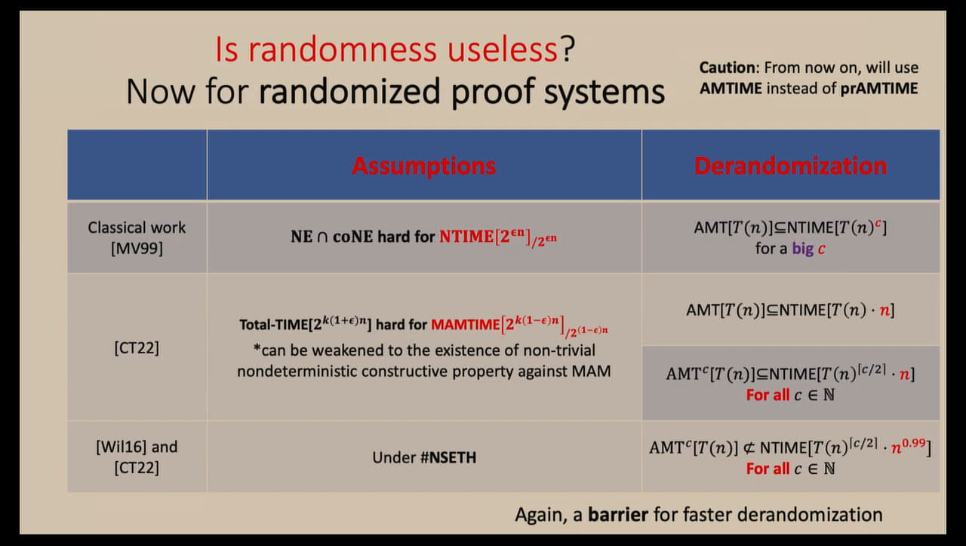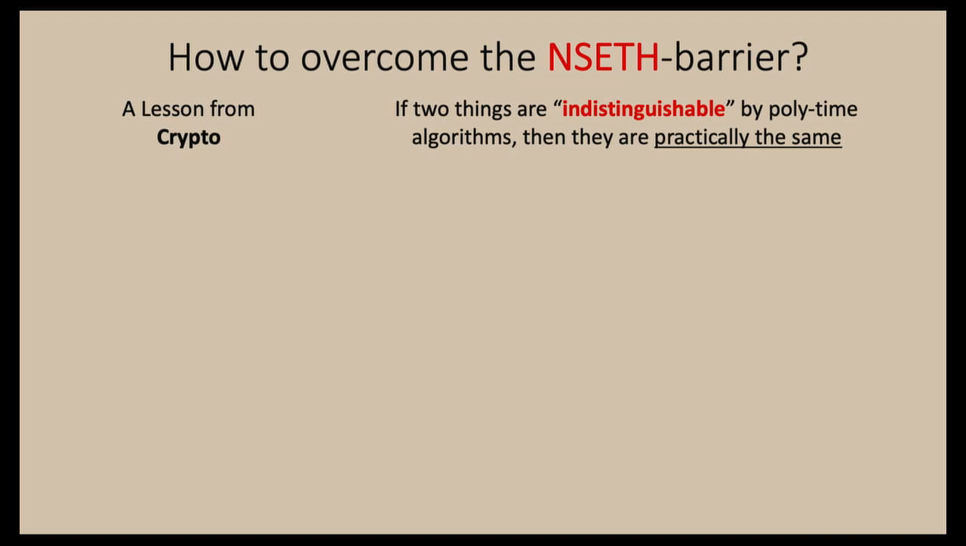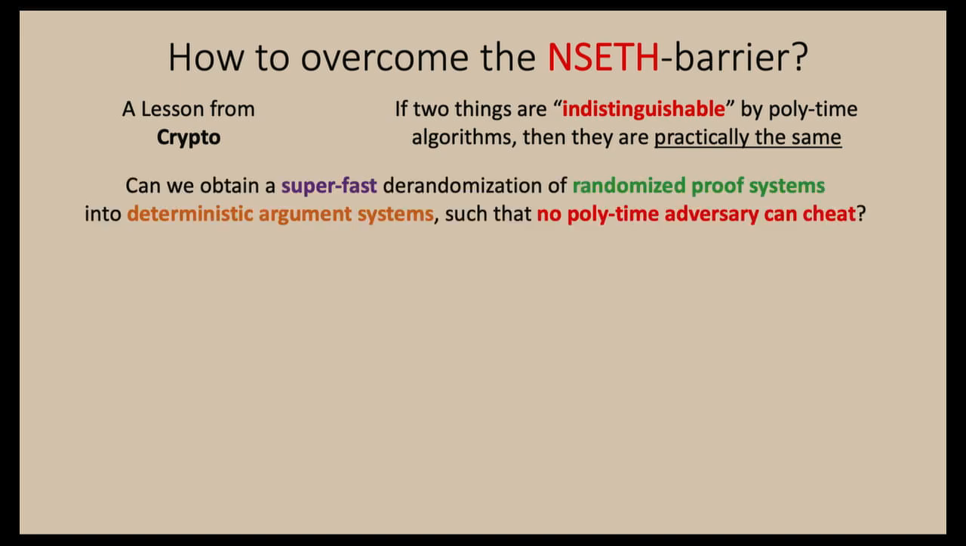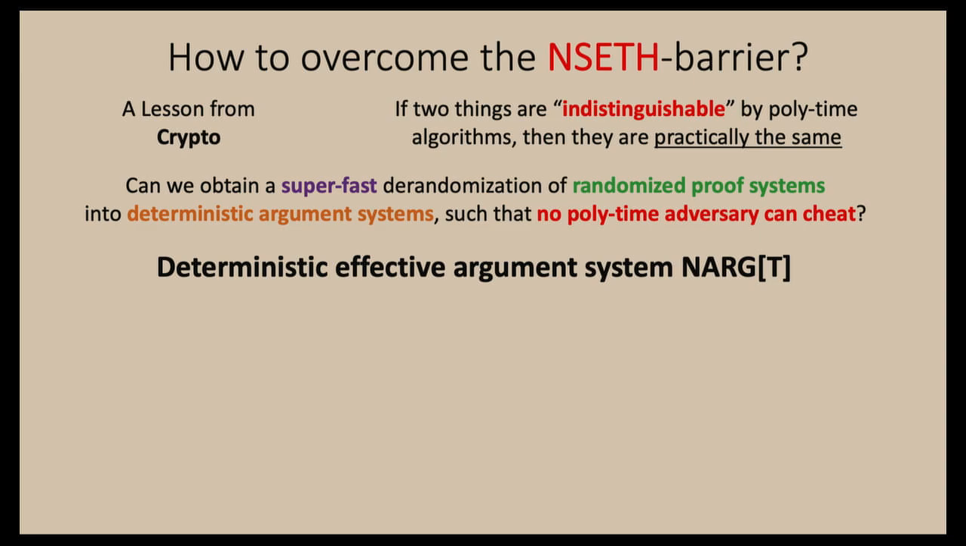Okay, I think I have like 5 minutes, I don't know. Three minutes. Okay, so again, this is a barrier for faster derandomization. So what should we do? Again, we can try to do something weaker. Can we obtain a super fast derandomization of randomized proof systems into deterministic argument systems such that no polynomial time adversary can cheat? So in this sense, we weaken the requirement, but we open up possibility for faster derandomization. So precisely, we'll be considering something called deterministic efficient argument system, NARG.